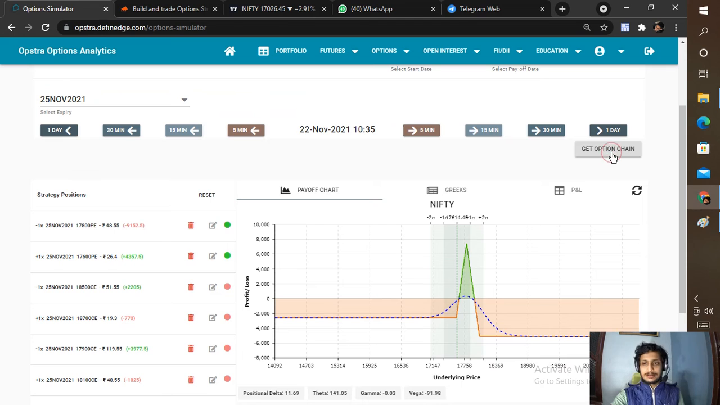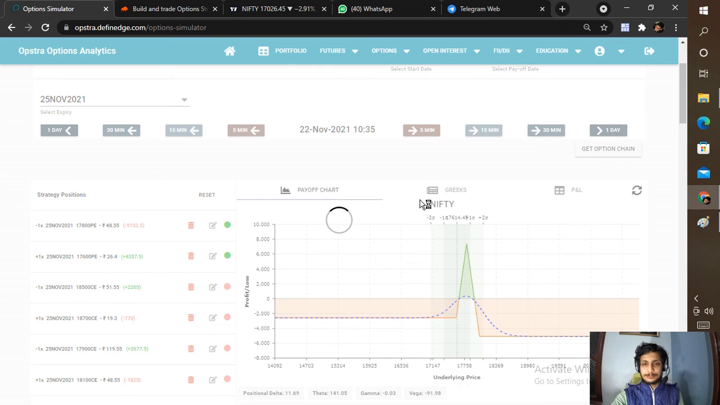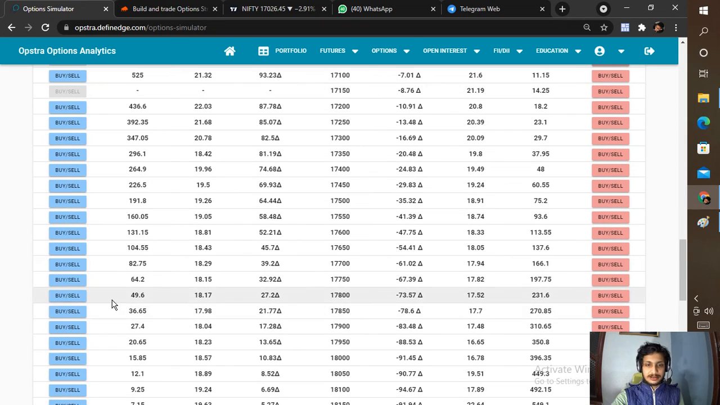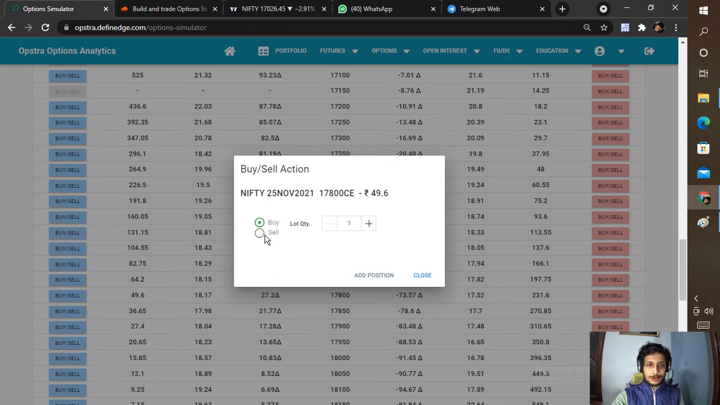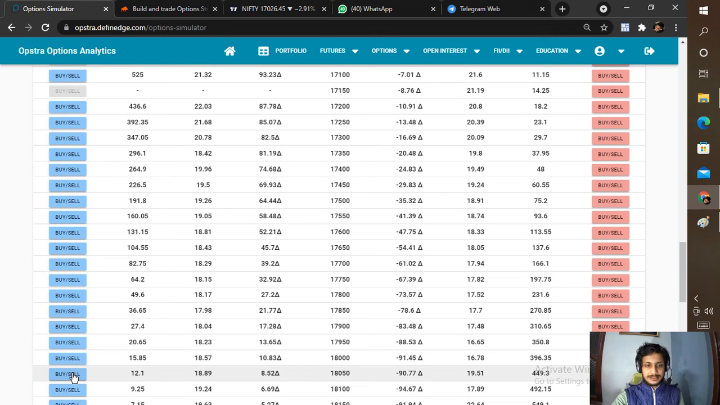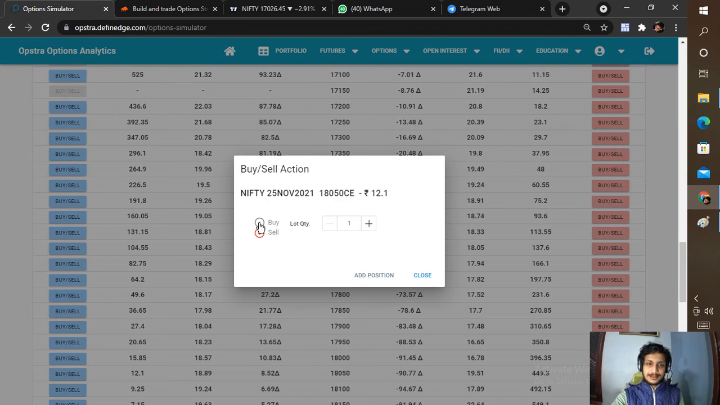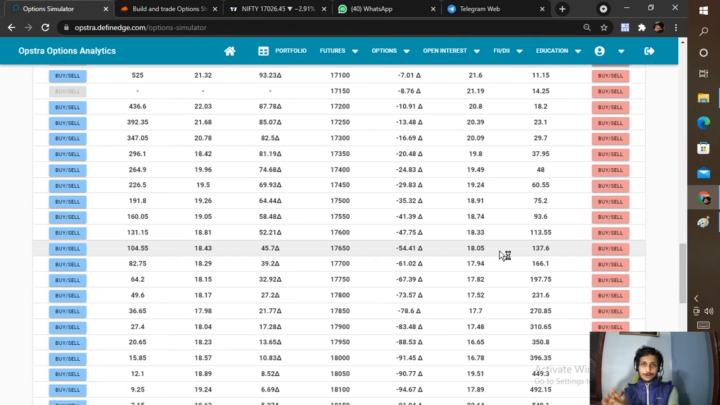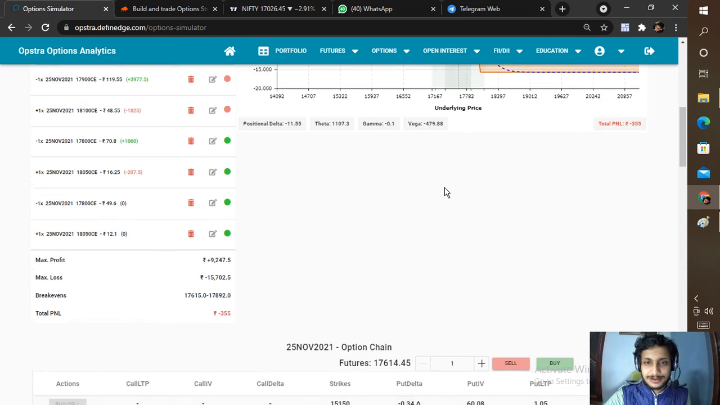So let's move to the option chain right now. Here is the 17,800 call. We will short one more lot, and here is the 18,050 call, which we will buy one more lot. That is, we have made a copy of our untested side position. So this is the thing that we have done.